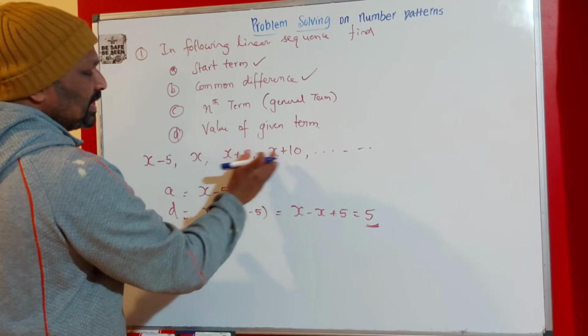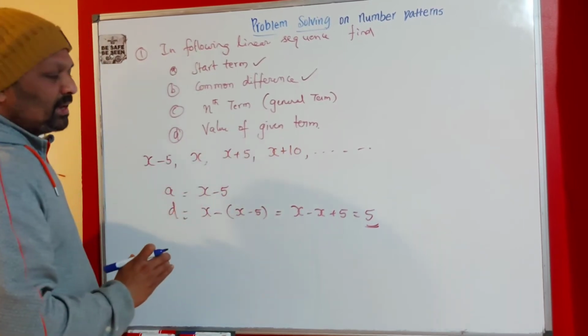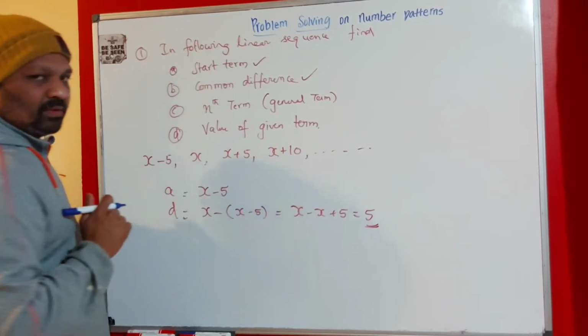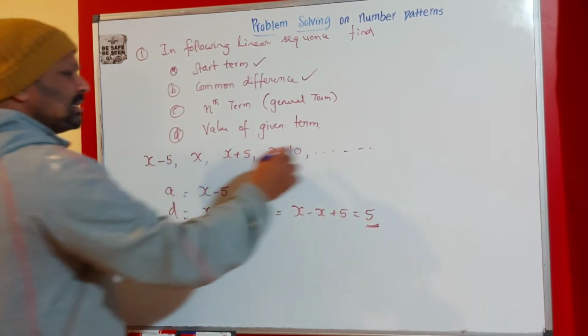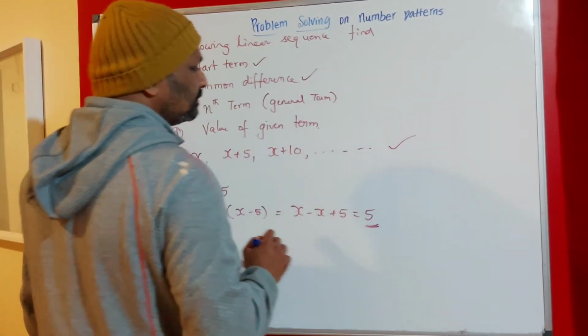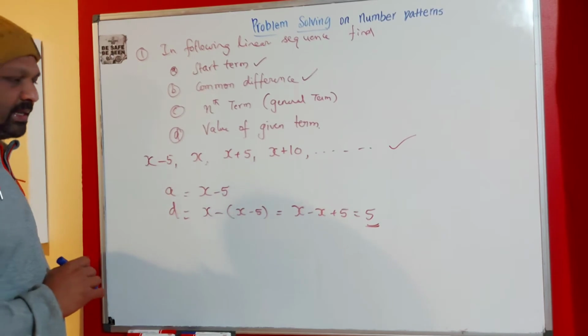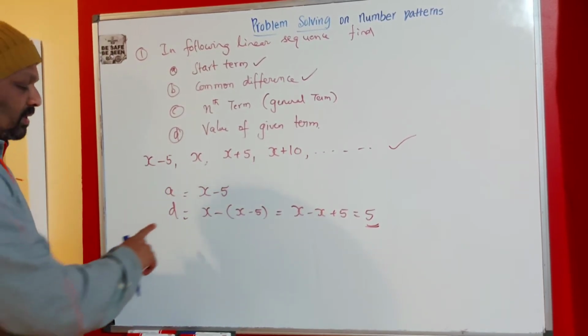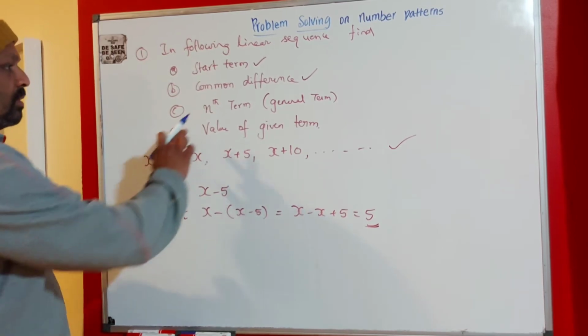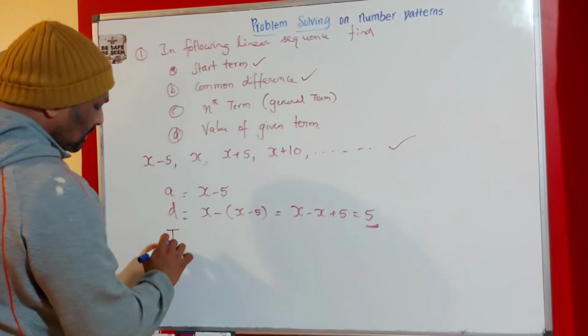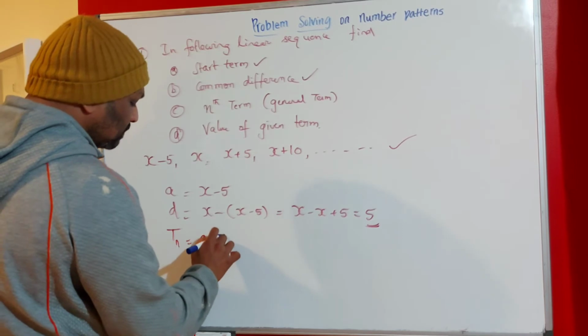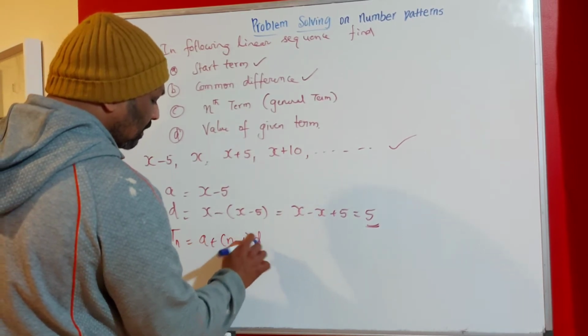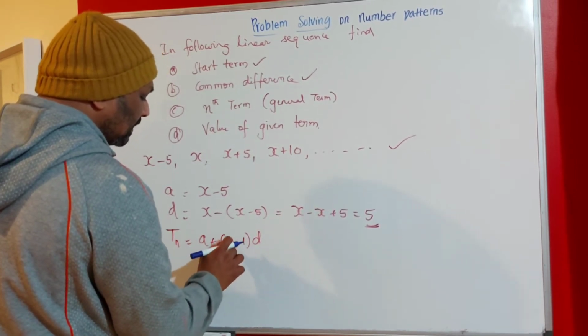This minus this, x plus 10 minus x plus 5, you will get 5 only. So this series can be treated as an arithmetic series. Now we found out the start term, we found out the common difference. What is the nth term? The nth term formula is Tn is equal to a plus (n minus 1) into d. This is the general term formula for any arithmetic series.